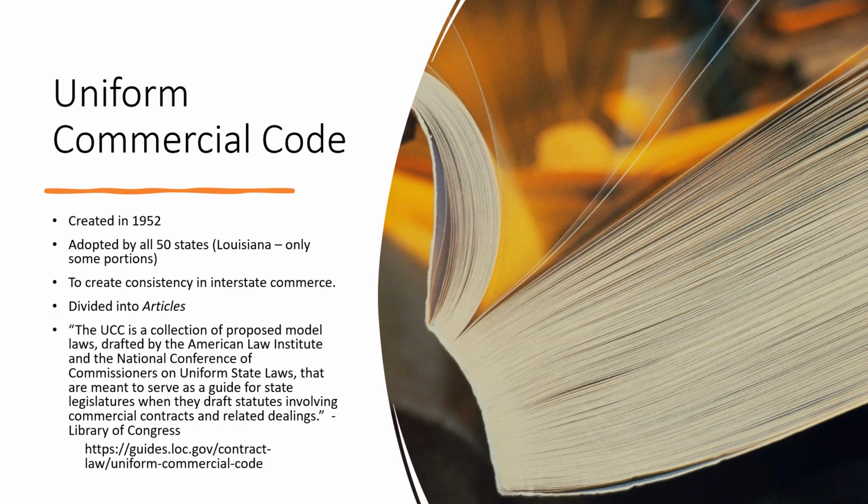It's divided into articles. And I still like this definition that we've read before from the Library of Congress. It says the UCC is a collection of proposed model laws drafted by the American Law Institute and the National Conference of Commissioners on Uniform State Laws that are meant to serve as a guide for state legislatures when they draft statutes involving commercial contracts and related dealings. So I like that. It's a collection of proposed model laws that serve as a guide for state legislatures.